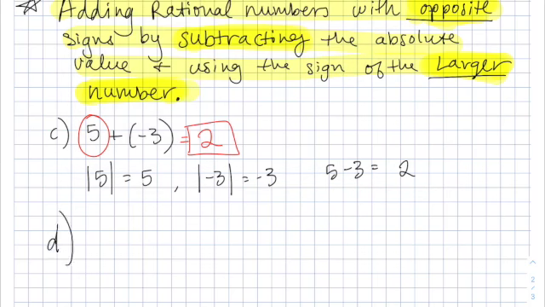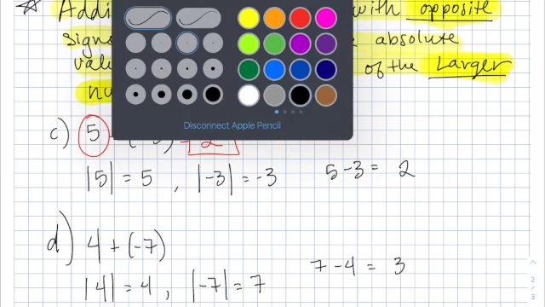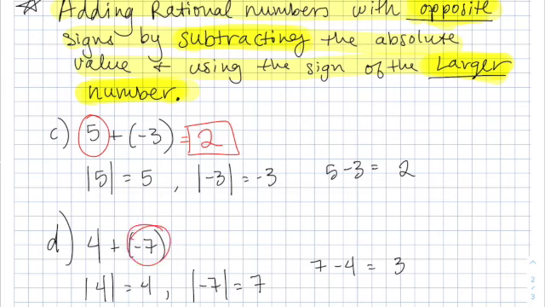The second example that we did, we had 4 plus negative 7. We're going to take the absolute value of 4. That's just 4. Then we're going to take the absolute value of negative 7, which is just 7. Then we're going to do 7 minus 4. Doesn't matter what order we put these in. 7 minus 4 is 3. And negative 7 is the larger number, so we're going to go with negative 3 as our answer.